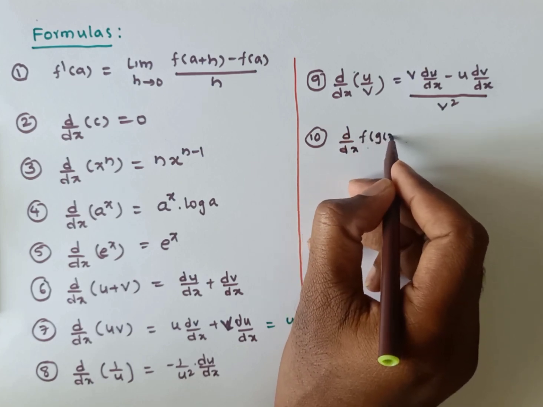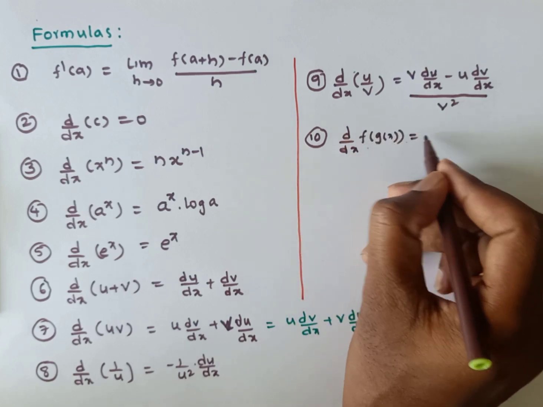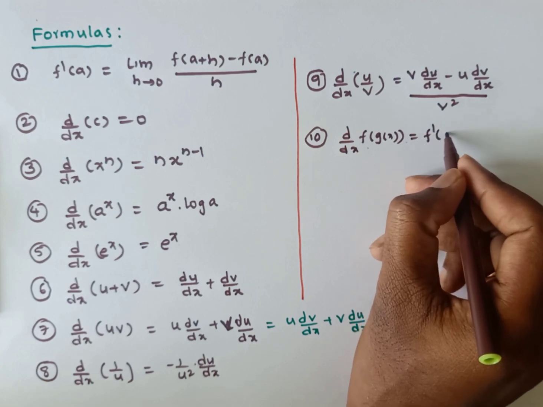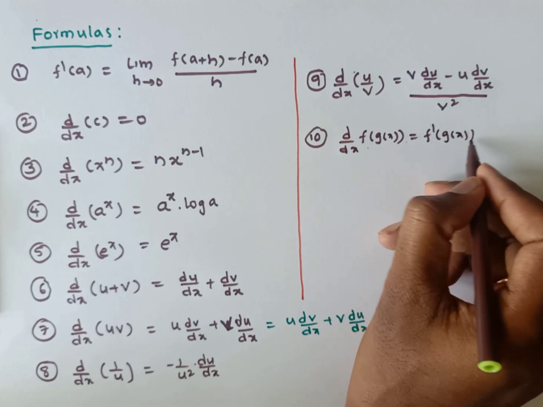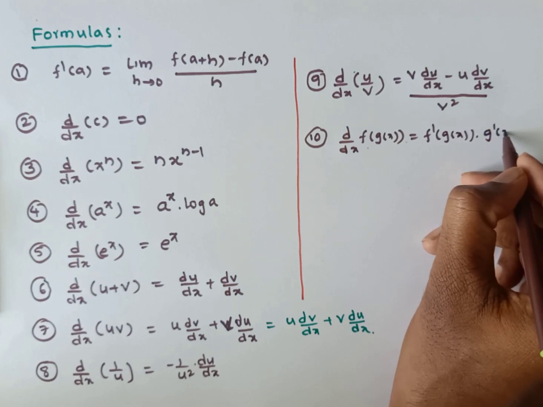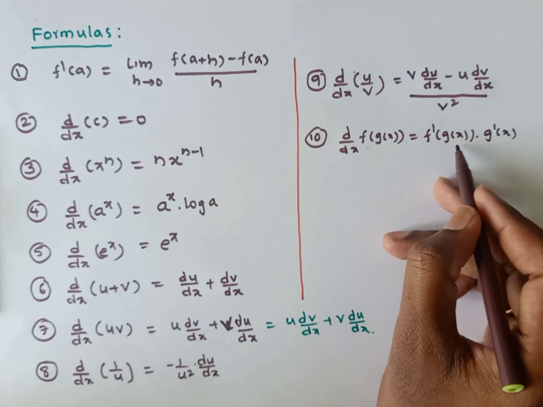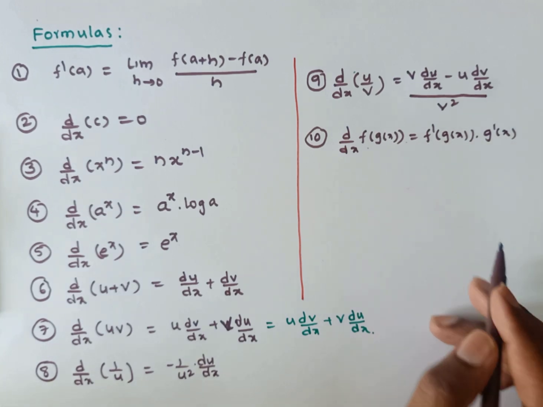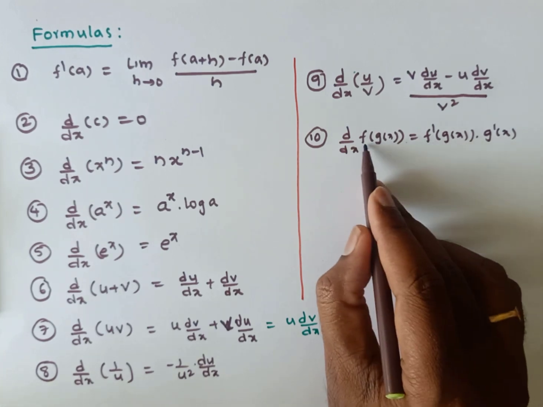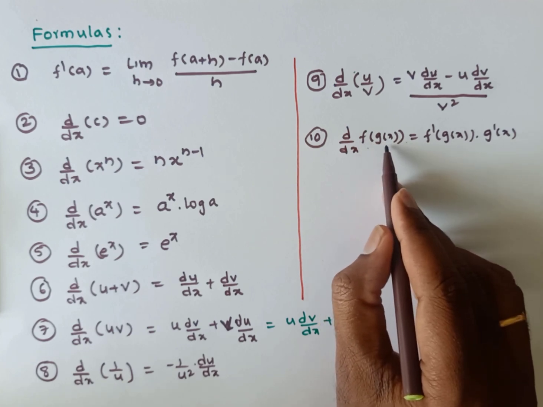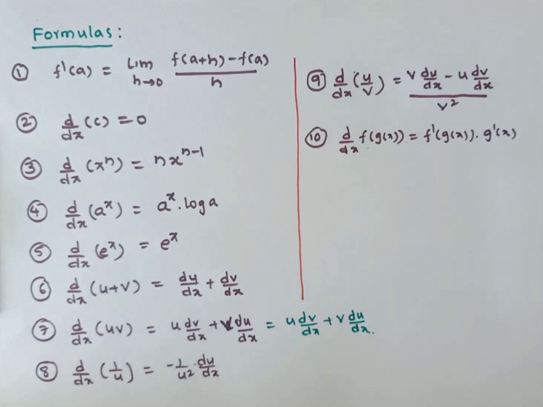apply the derivative of the outer function into the derivative of the inner function. So for f of g of x, it is f prime of g of x into g dash of x. First take the derivative of the outer function, then multiply with the derivative of g of x. So as of now, these are the 10 formulae.